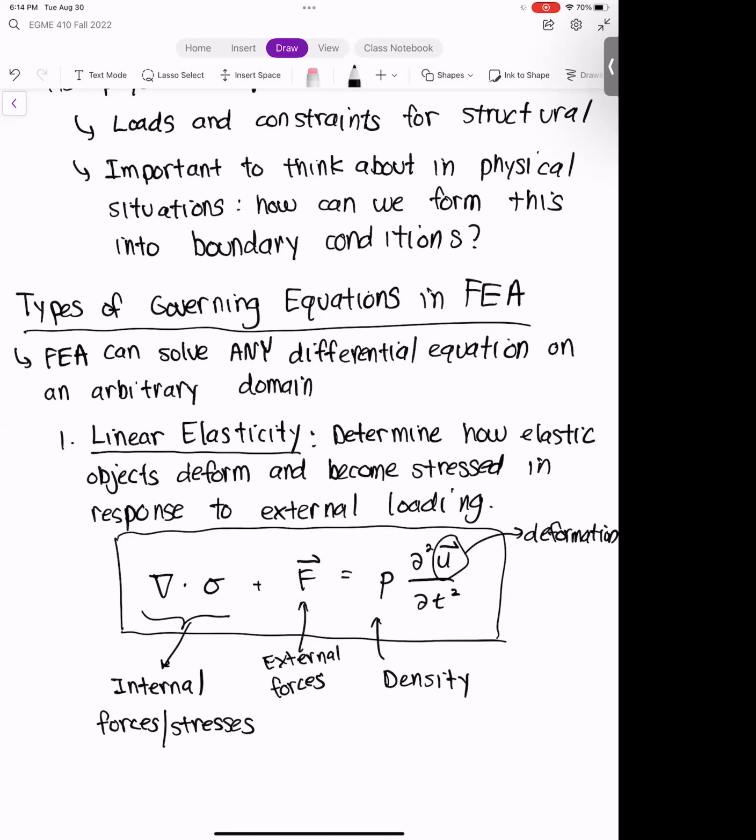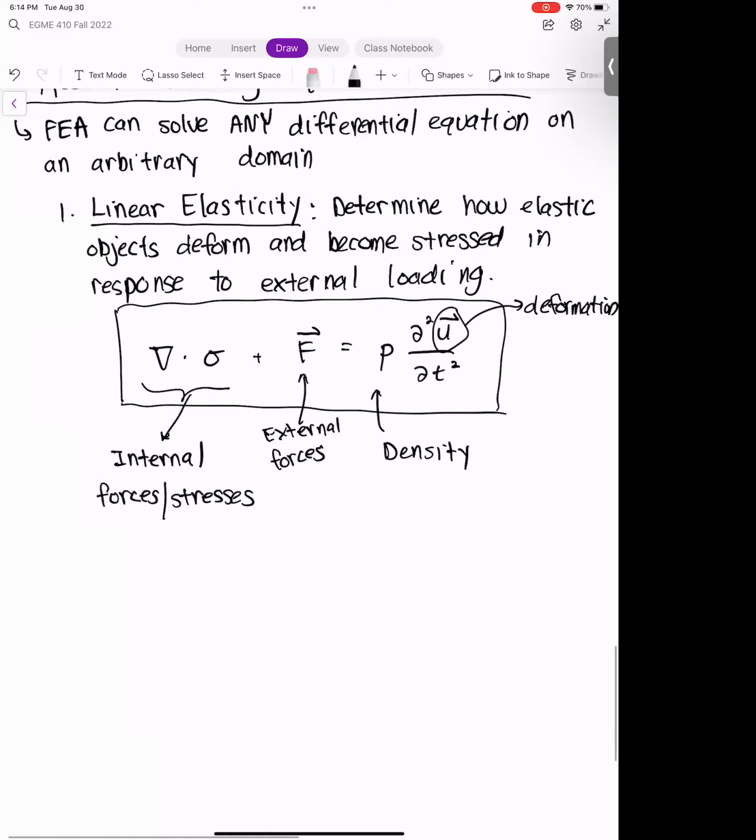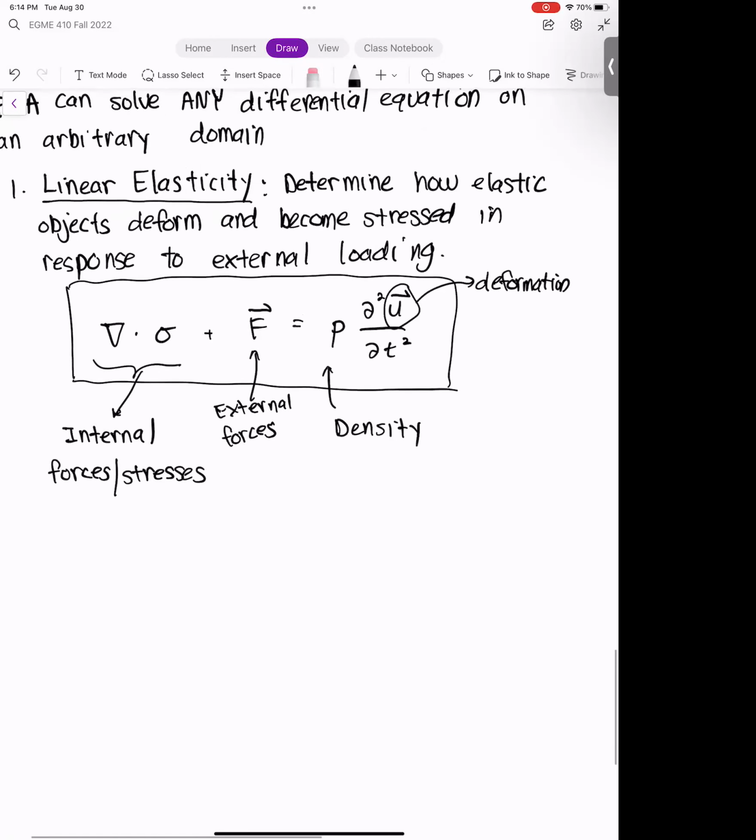And so basically what this equation is expressing is that for any elastic body undergoing some kind of external loading, there has to be a balance of forces, right? The internal forces within the material have to balance out the external forces on the material, and all of that is equal to mass times acceleration, basically. The reason it's called linear elasticity, and linear is the operative word here, okay, is that the relationship between stress and strain in a linear material is linear. Okay?